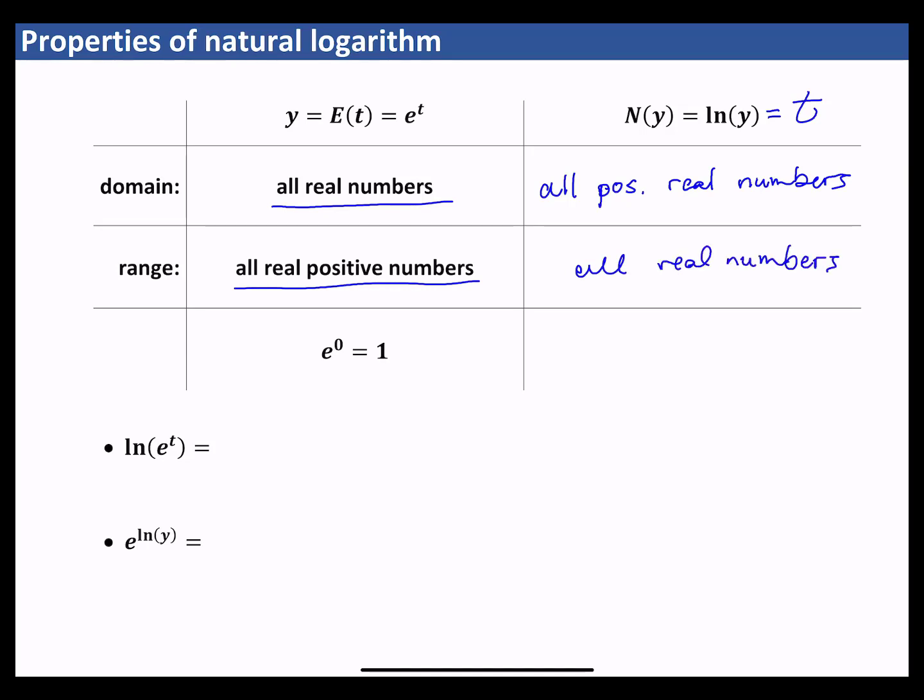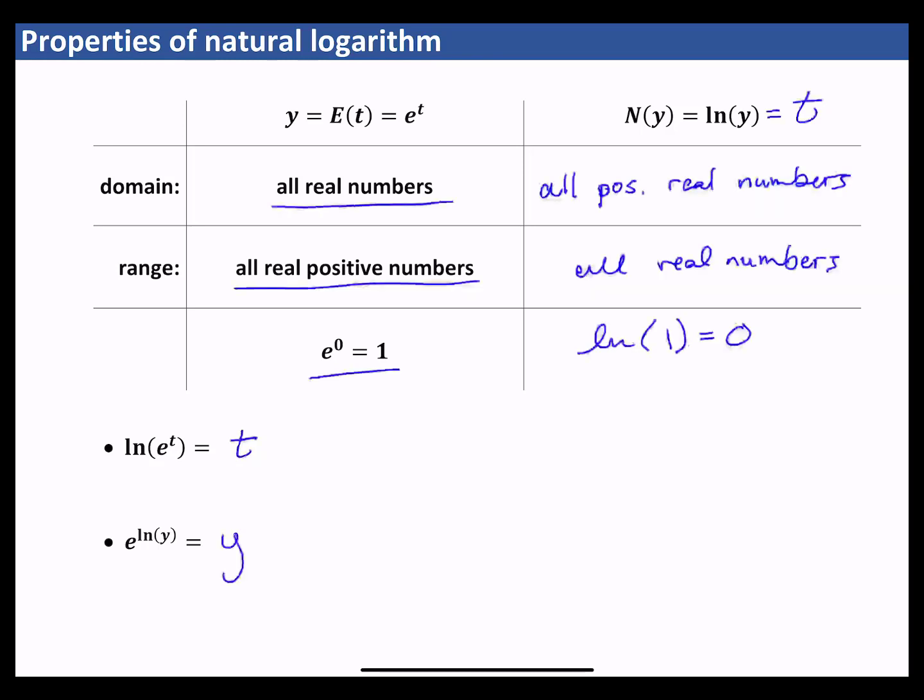Next, we should also mention that e to the 0 power equals 1, and using the notation of logarithms, we can say the same thing from a different perspective. That is, the natural log of 1 equals 0. Lastly, we can use what we saw in the previous slides as well as the properties of inverses, namely that they reverse each other's processes, to simplify the natural log of e to the t equals t, and e raised to the natural log of y equals y.